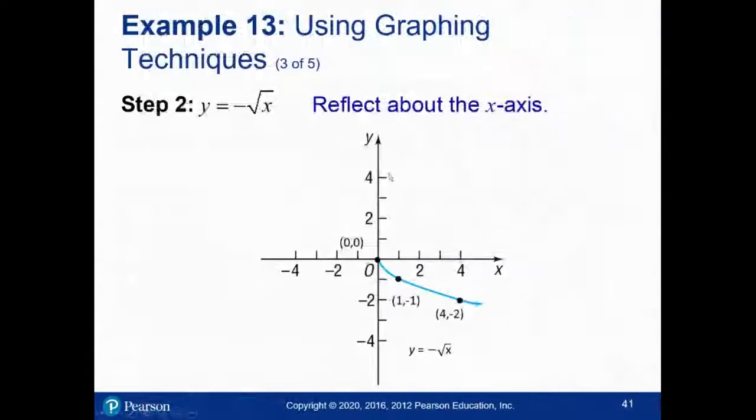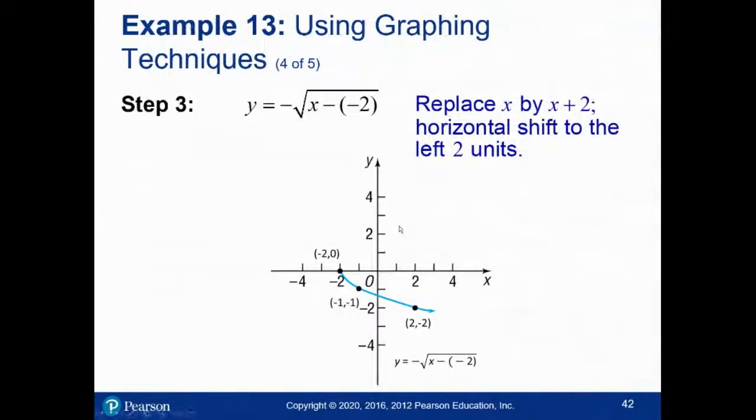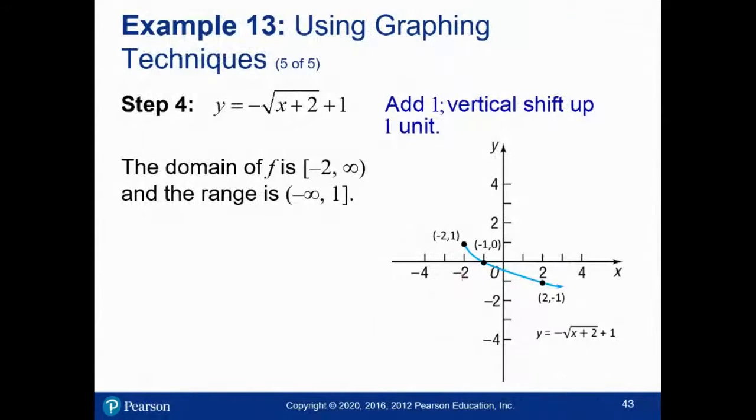So the first thing that the book does is to multiply by negative 1. So we get this negative root function. Now we're going to do this left shift. So instead of root x, which then got reflected down here, now it's been shifted left by 2, and finally up by 1. So here's the graph of negative root x plus 2 plus 1.